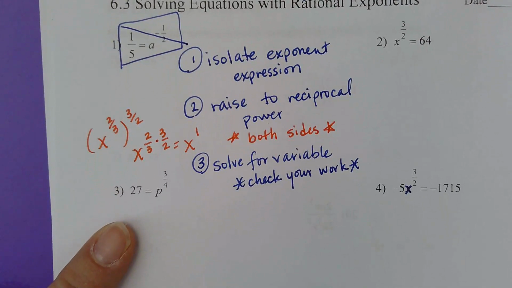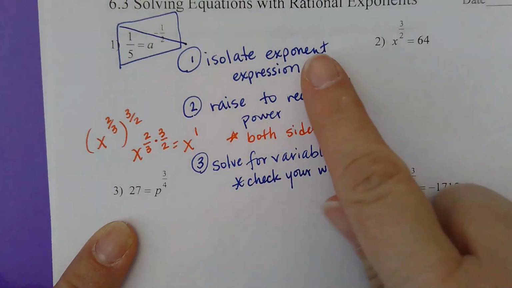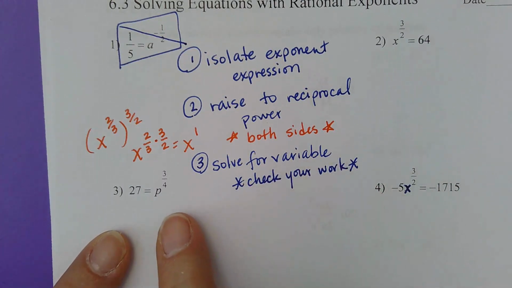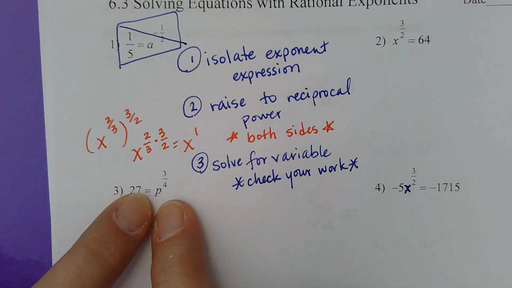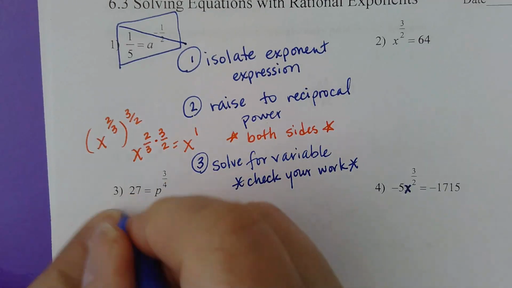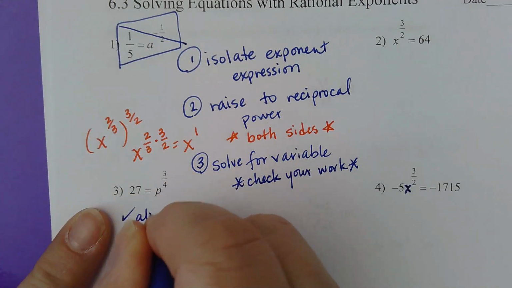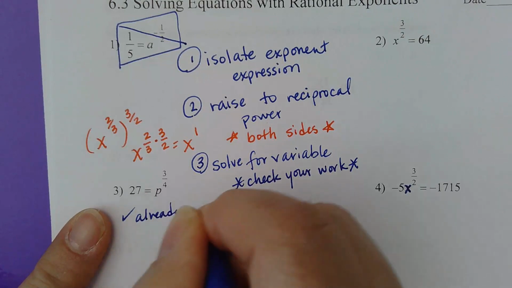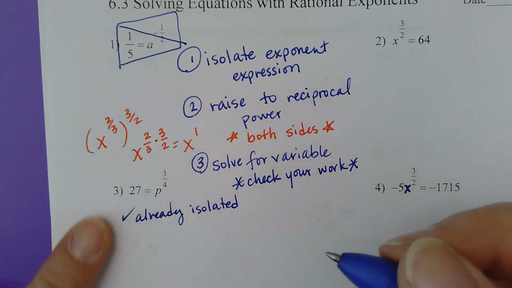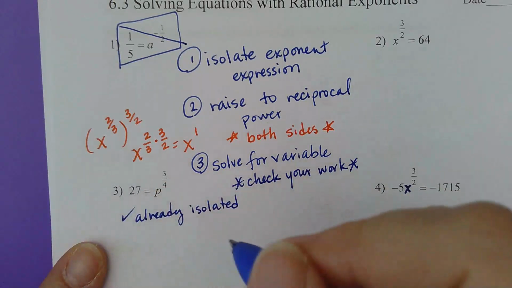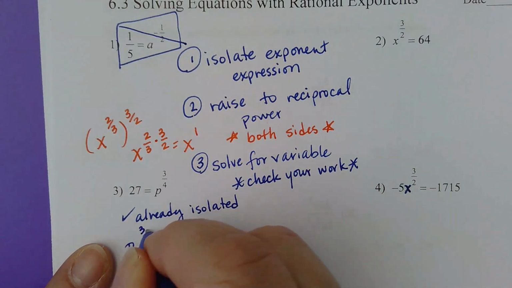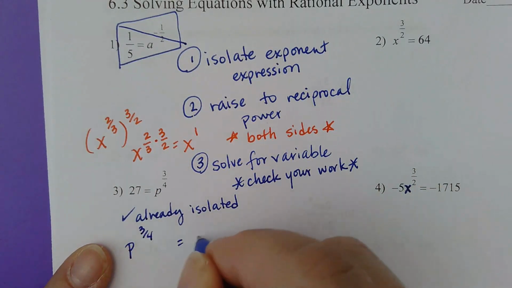27 equals p to the 3/4. If I follow these steps I just wrote, then the first thing I do is make sure that the part that has the exponent is isolated. So for number 3, it's already isolated. So step 1, we're good. Then I have p to the 3/4 power equals 27.